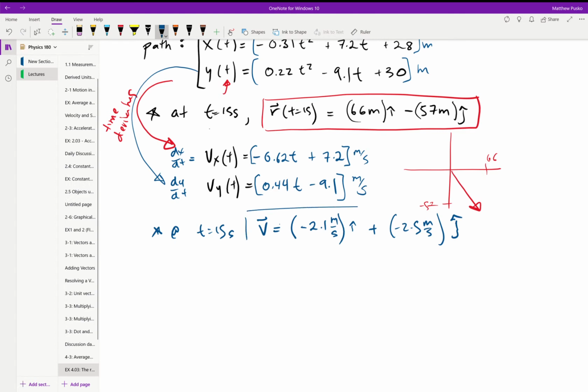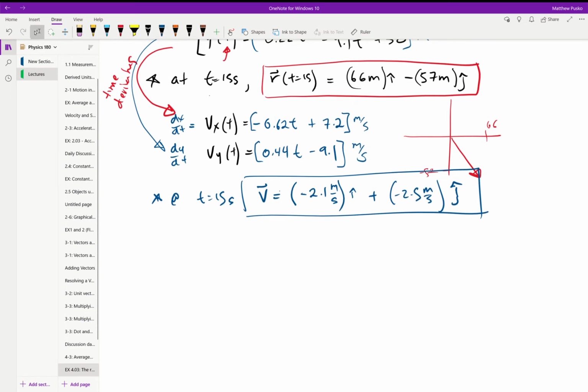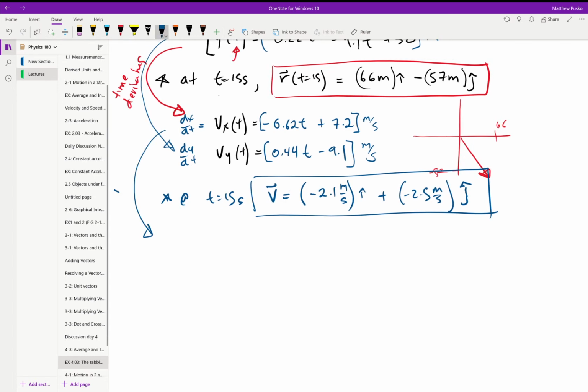Let's hold on to that. I want to draw that vector for you too. So we're going to sketch the position, the velocity vector, and then the acceleration. So what do you think we do to get the acceleration? We take the derivative again. Let's take another time derivative.